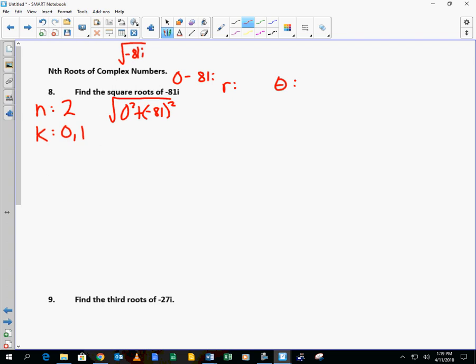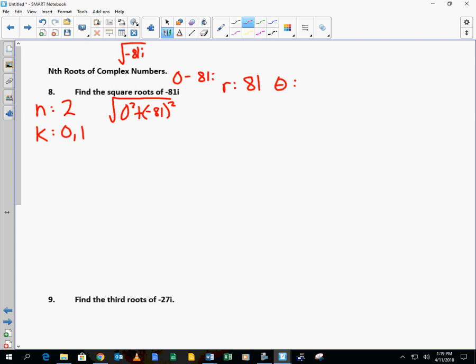The square roots of negative 81i. So if we write that as a complex number, it's 0 minus 81i. We don't have a real part. We only have an imaginary part. Agreed? Awesome. 0 squared is 0, so I'll end up with the square root of 81 squared, which is 81. We will always leave the principal roots of the positive root.